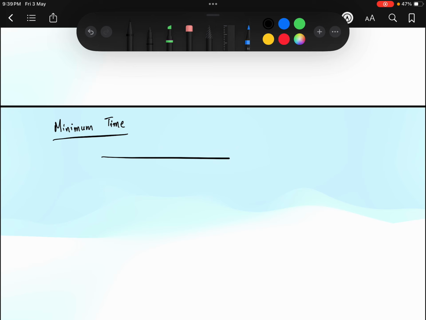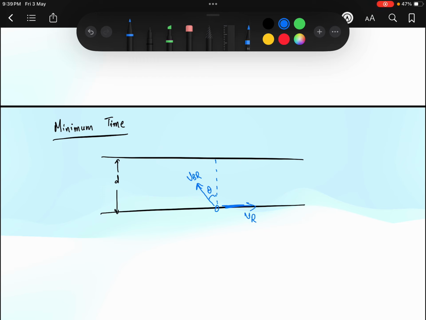So let us draw a river. This is a river, and the width of the river is given as d. Okay, and a boatman is here. He wants to cross this river in the minimum time. Let us assume that he is rowing his boat, that is VBR, in a direction theta perpendicular to the flow of river, and the river is flowing in this direction with a speed of VR.